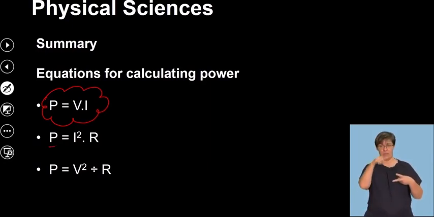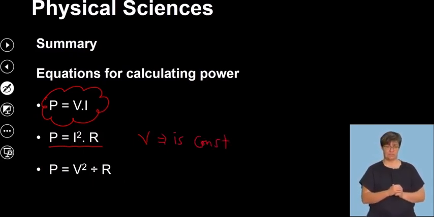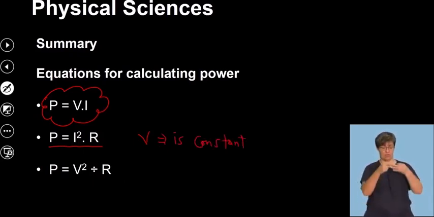And then the second one, P is equal to I squared R. You'd realize that the first equation has no V. The second equation does not involve V. The assumption here is that V is actually constant, all right? Okay, so the three formulae will be provided in the data sheet, okay?